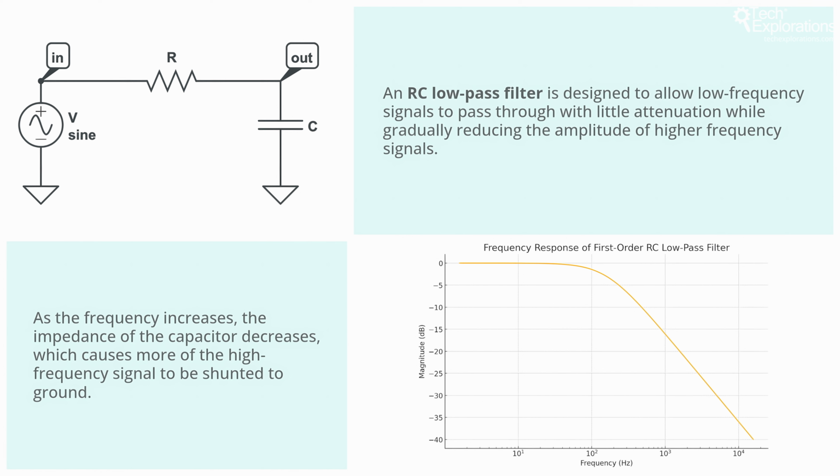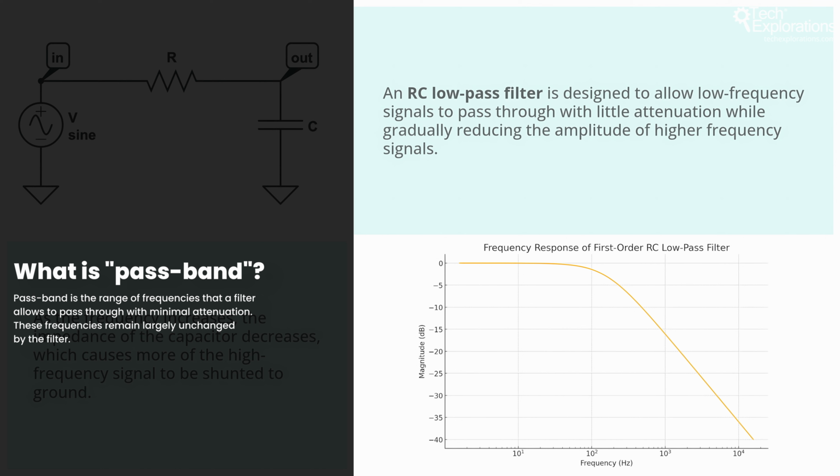In this configuration, a resistor and a capacitor work together so that at low frequencies, the capacitor presents a high impedance, resulting in the output voltage closely following the input voltage. As the frequency increases, the impedance of the capacitor decreases, which causes more of the high frequency signal to be shunted to ground. This behavior creates a smooth transition between the pass band and the stop band, with the cutoff frequency marking the point where the output drops to about 70.7% or minus 3 decibels of the input signal.